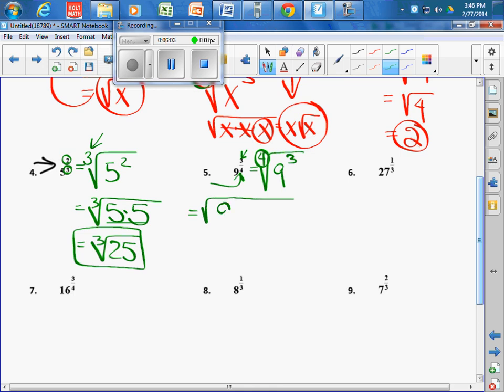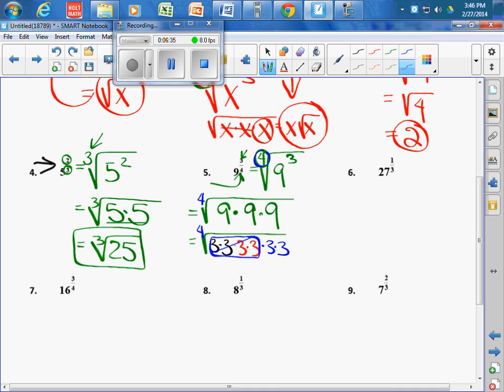9 to the third means 9 times 9 times 9, right? And each 9 is 3 times 3, right? So this first 9, 3 times 3. The second 9, again, 3 times 3. The third 9, 3 times 3. Now I'm looking for the fourth root. So this 4 always stays there. I'm looking for four factors to be the same. Here are those four.